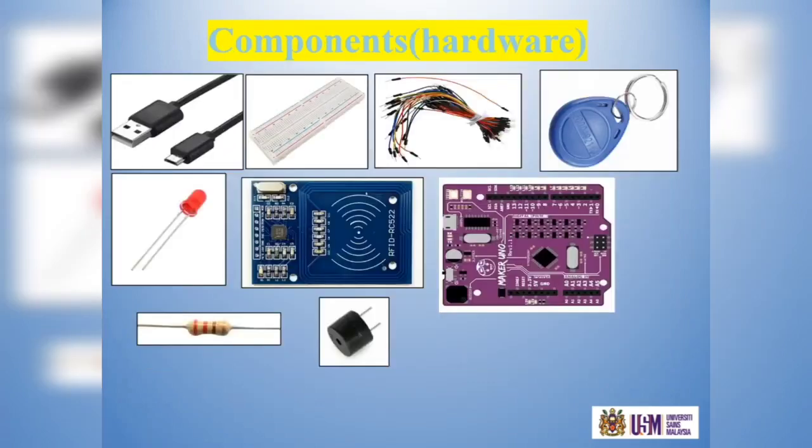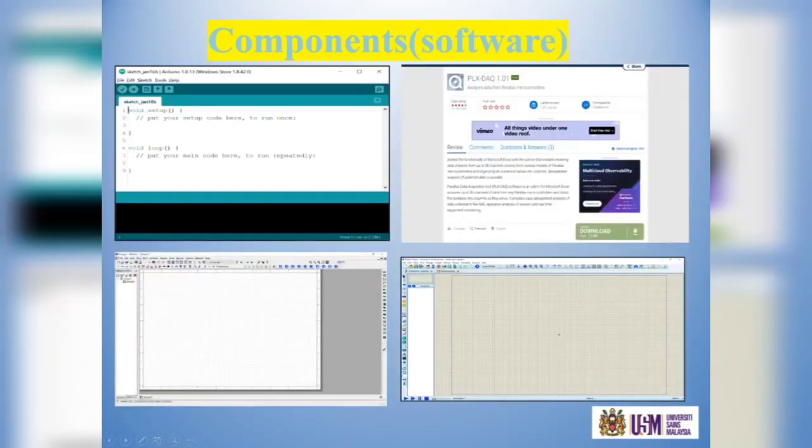So this is the list of hardware components we use in our project. This is micro USB, breadboard, wires, RFID tag, LED, RFID reader, Arduino Uno, resistor, and buzzer. So for software, we use Arduino IDE, PLX-DAQ, Multisim, and Proteus 8 Professional.